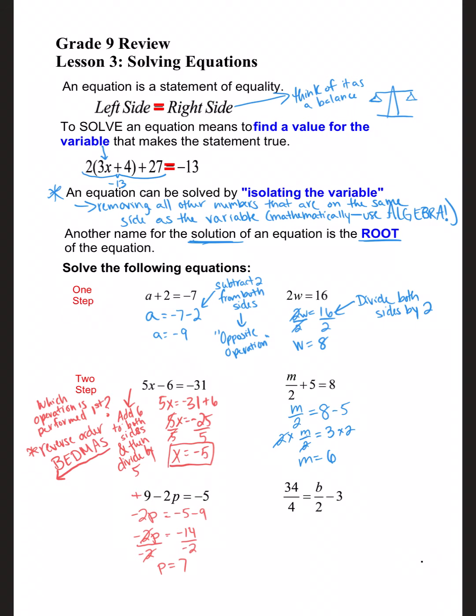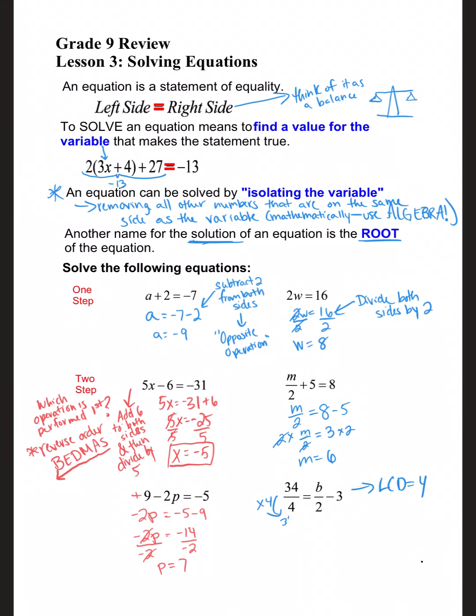Okay, that one's a little bit more straightforward, but when you have two fractions you're dealing with like you do in that next one, we're first going to have to take a look at our lowest common denominator, just like we did in the previous day's lesson. So we have a denominator of 4 and a denominator of 2. So in this case, our LCD, or our lowest common denominator, is going to be 4. So we're going to have to multiply everything by 4.